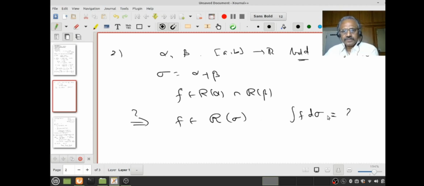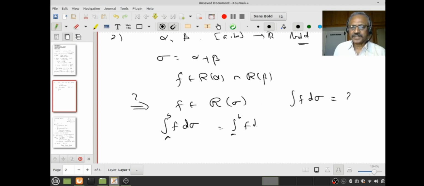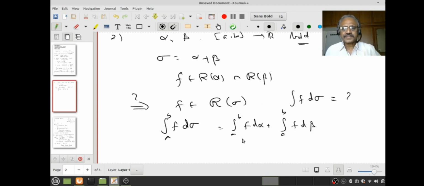Now f is alpha integrable as well as beta integrable. Then I want to know whether f is sigma integrable. How many of you can think what is going to happen? Now I have to make a guess, right? As I said, whether I want to use the Riemann sum approach or the Darboux sum approach. But with the Riemann sum approach, I should know what is the integral of f d sigma. What is your guess? My guess would be yes. It is the integral from a to b of f d alpha plus the integral from a to b of f d beta. This is my guess.